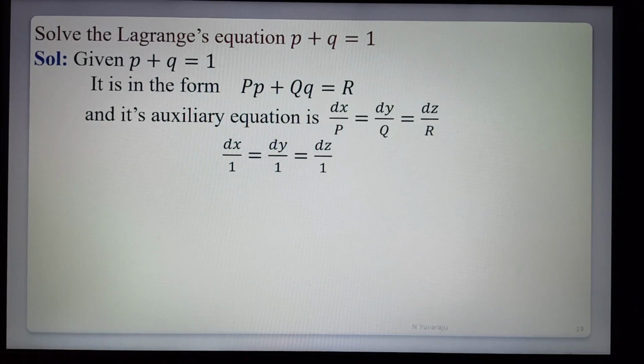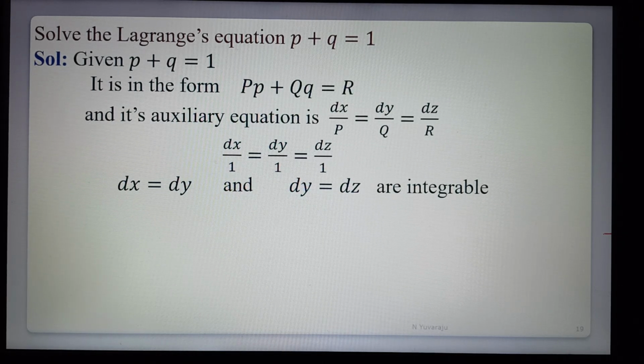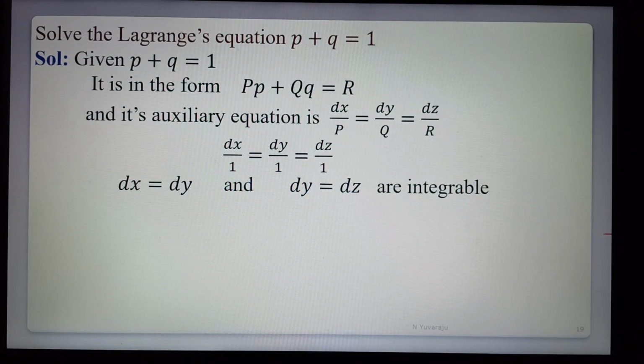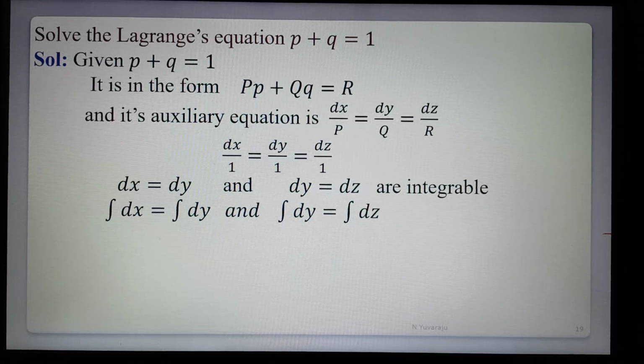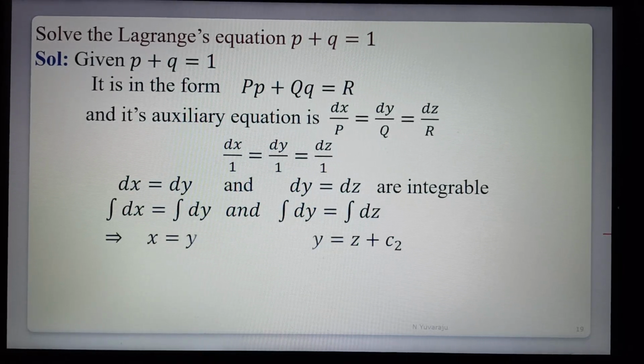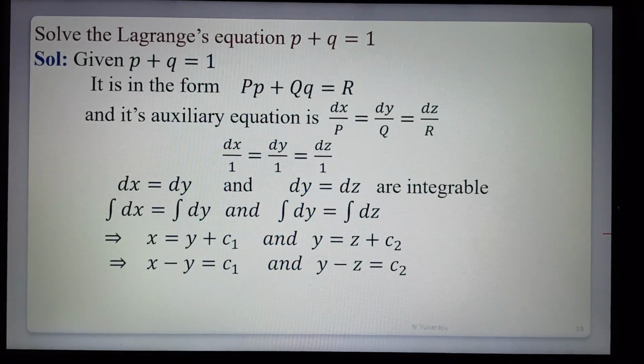So you get three sets of equations. Any two sets are integrable, so choosing any two sets. The first set dx is equal to dy, and dy is equal to dz are integrable. So now integrating on both sides, integration of dx is equal to integration of dy, and integration of dy is equal to integration of dz. That gives x is equal to y plus c1, and y is equal to z plus c2. These are two independent linear solutions: x minus y is equal to c1, and y minus z is equal to c2.